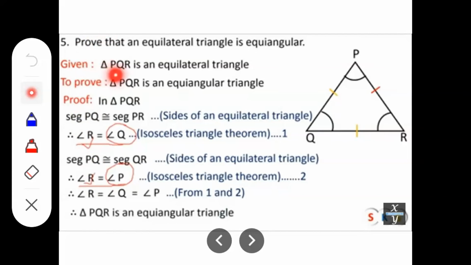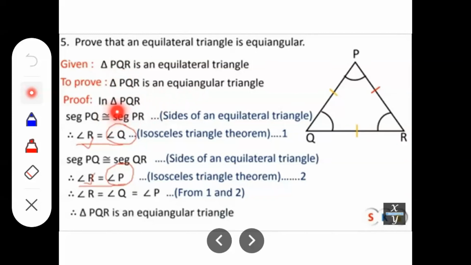So what is given? That triangle PQR is an equilateral triangle. That is given. An equilateral triangle. So name the triangle, just replace the name. That is only given. Okay, what you have to prove? The same triangle, you have to prove it equiangular. So triangle PQR is an equiangular triangle. Now let's start for the proof.